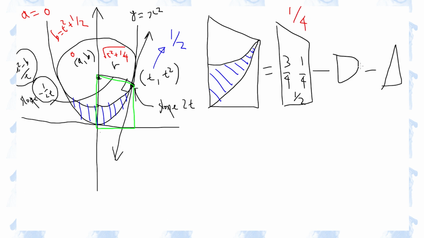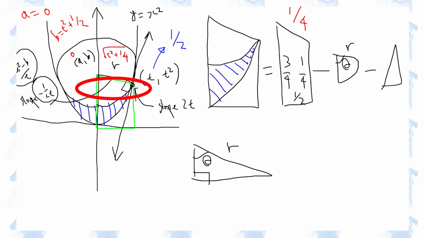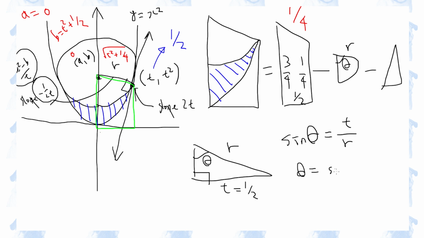Next, let's calculate the area of the sector here. The radius is r, but we don't know the angle theta here. So let's use the right triangle here. Theta, the angle that we want, is here, and we know that the length here is equal to t, which is 1/2, and sine theta is t over r, which means that theta is inverse sine of t over r.